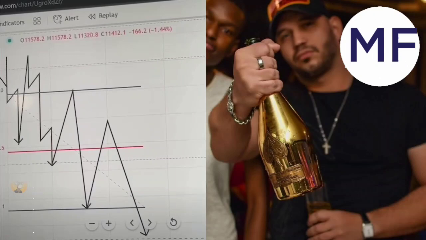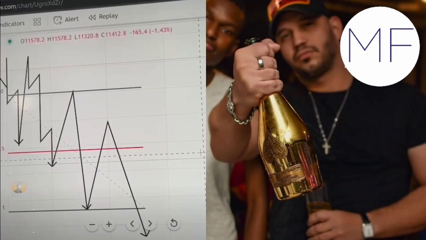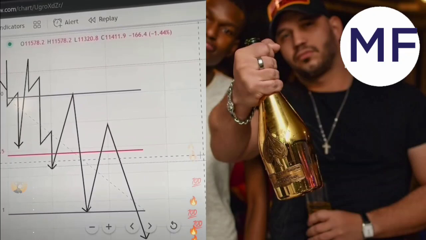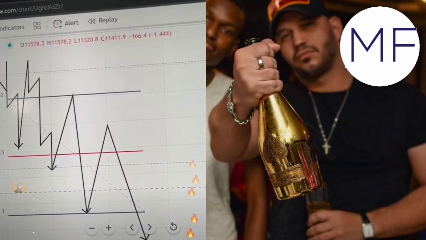Now, if you understand your lower time frame is actually telling you to sell instead of buy, you would understand this. If you understand that the lower time frame is not actually telling you to buy, but rather to sell, you would understand that that then lines up with your higher time frame.